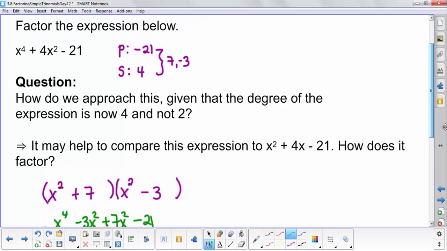And like I said earlier, it works with any pattern where the exponent here is double the exponent on the middle term. So it would work the same if you had x to the power of 6 and 4x cubed, and so on and so forth.